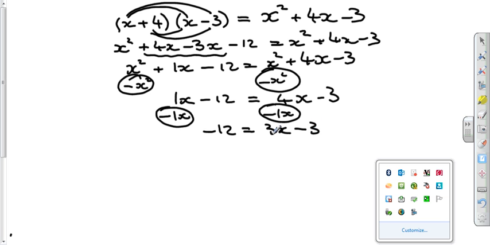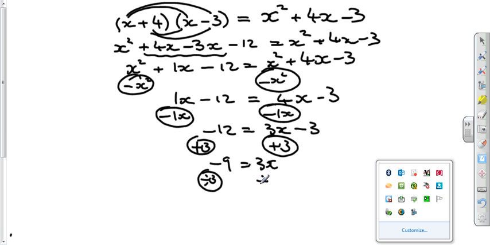Then we want this 3x here on its own, so I'm going to try and remove this minus 3 by adding 3 to both sides. Minus 12 plus 3 is going to give us minus 9. The minus 3 here and the plus 3 cancel to leave 3x. And the last thing you do, divide by 3 on both sides, and you end up with negative 3. Job done.